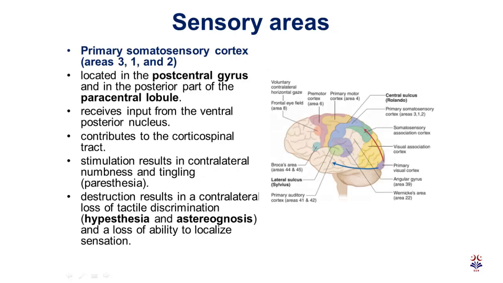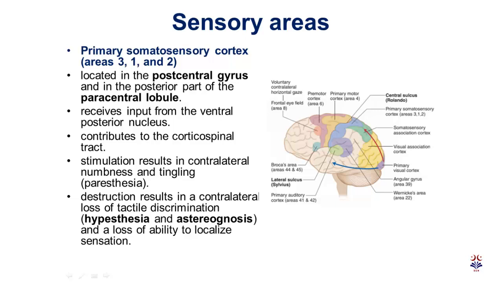Now we see the sensory areas. First one is the primary somatosensory cortex, areas 3, 1, 2 here. This blue shade is the primary somatosensory area. It is located in the post-central gyrus. This is the central sulcus, behind which is the post-central gyrus, and it extends into the posterior part of the paracentral lobule. It receives input from the ventral posterior nucleus, and it contributes to the corticospinal tract.